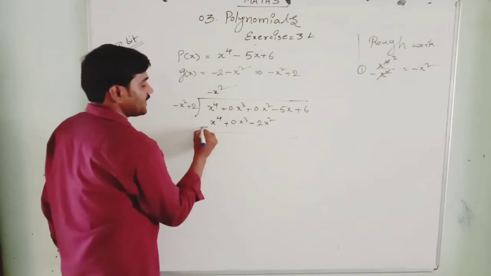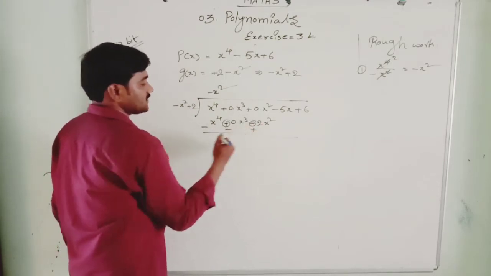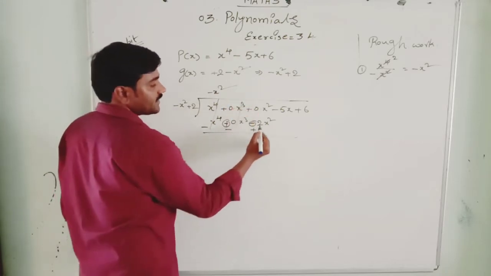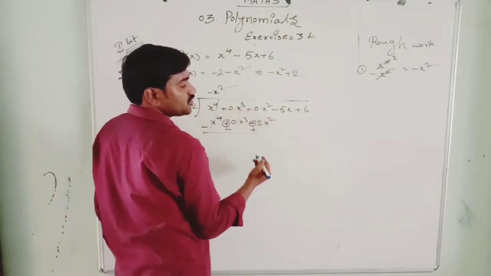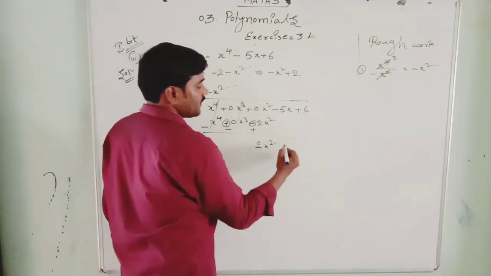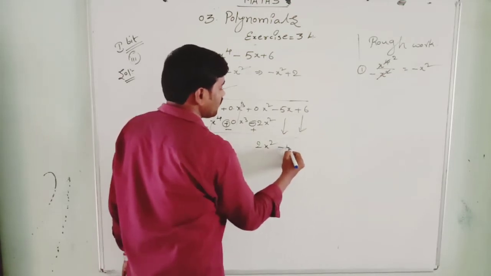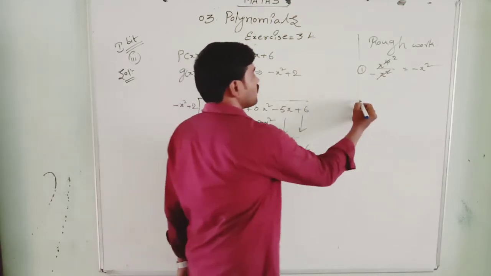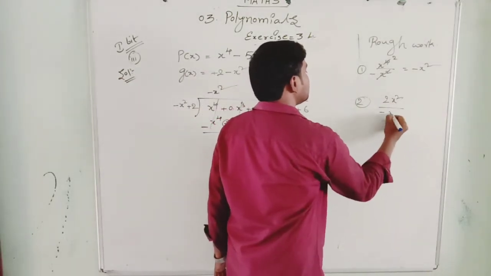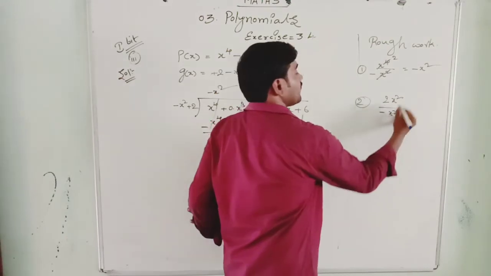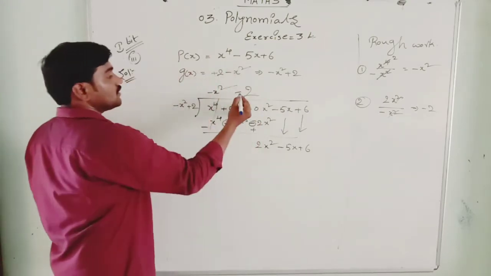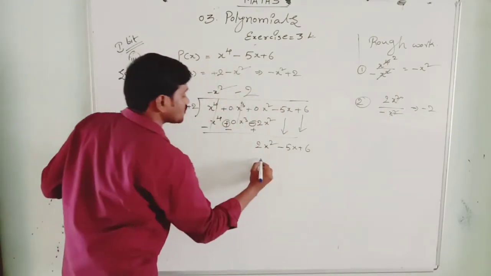Now let us do it. This is minus, and this becomes a plus. This we can cancel, both are zeros. Here 2x square plus 0x square, that is 2x square. Then we bring down these two terms, minus 5x plus 6, and we go with the second step: 2x square by minus x square. So x square cancels, and minus 2 is left. Minus into minus plus is 2x square.